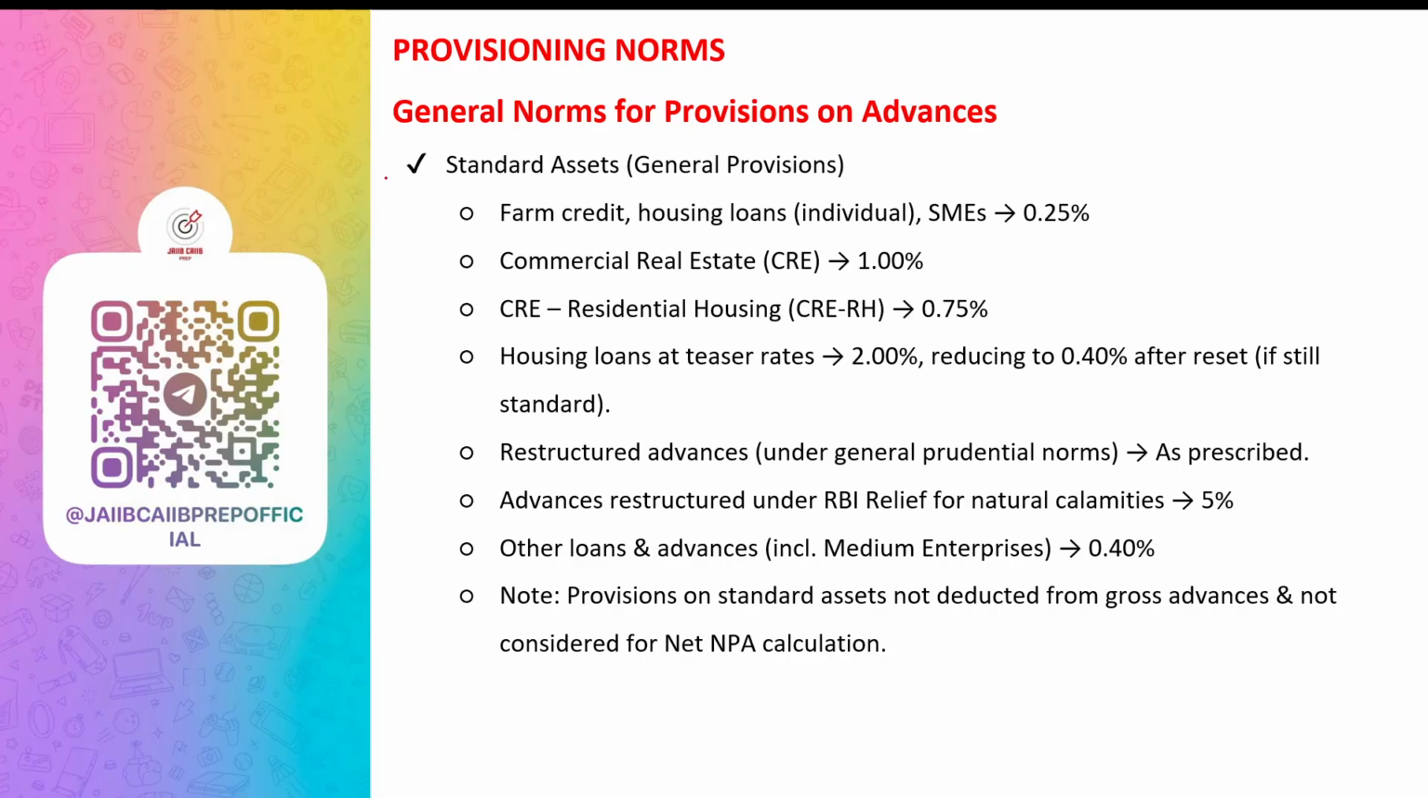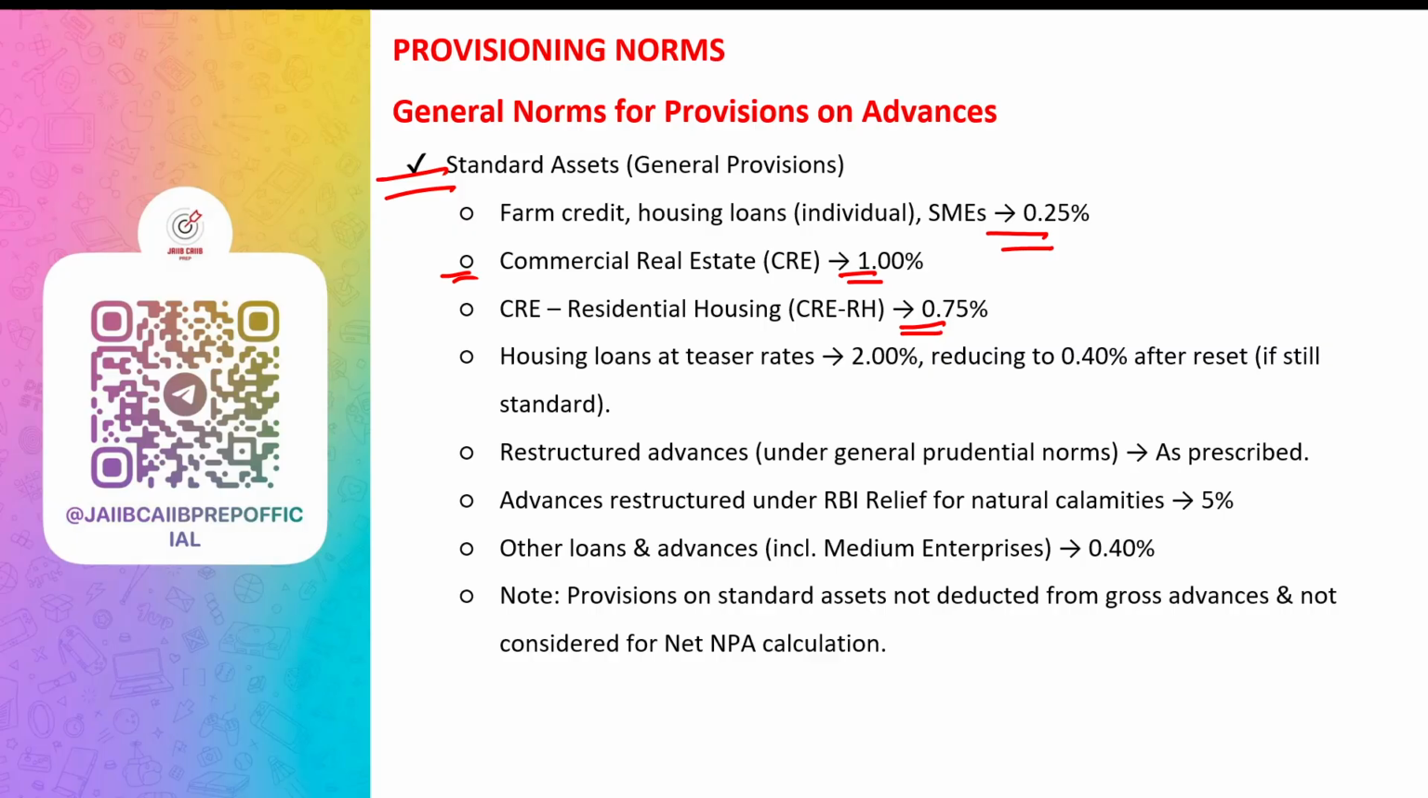Standard assets. A standard asset is a performing asset where there are no defaults. Even though these loans are safe, RBI requires banks to make a general provision as a precaution. Now the rate depends on the type of loan. If it is a farm credit, housing loan, or loan to small and medium enterprises, then a provision of 0.25% is required to be made. If loans are provided to commercial real estate, then 1%. For commercial real estate residential housing, it is 0.75%.